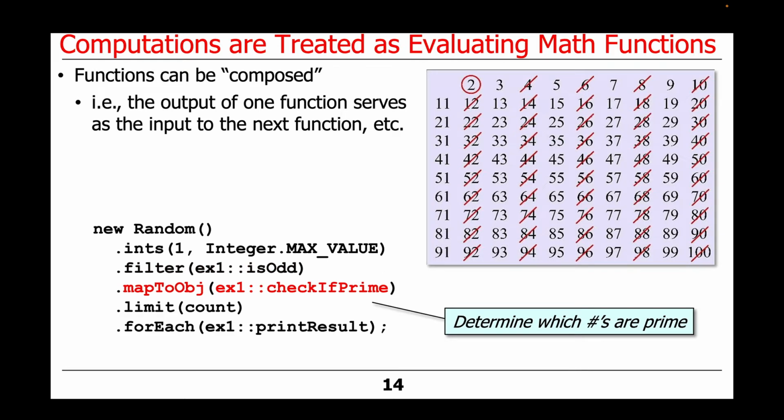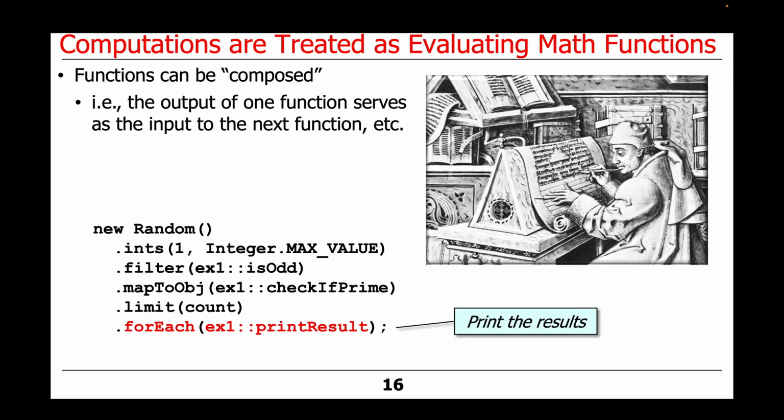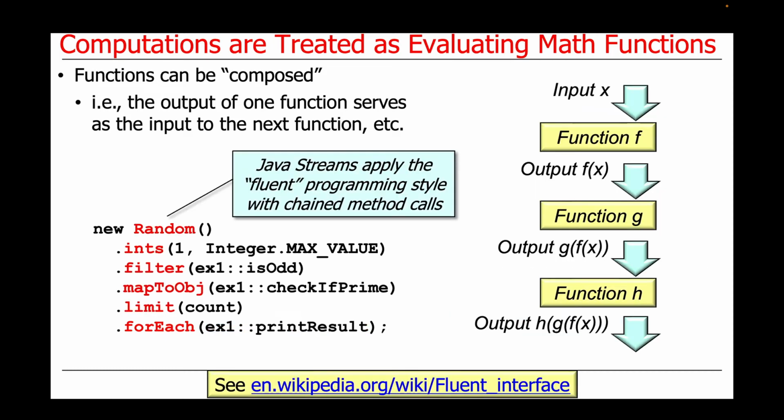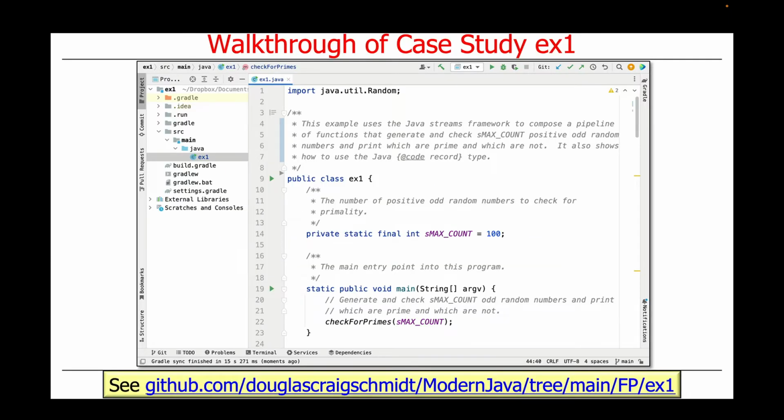The next thing we do is we end up calling this method reference to check to see whether the number is prime or not. And that, of course, uses the isPrime method we looked at earlier. We then limit the amount of numbers considered to only count of them by using a limit operation. And then the final operation in the stream prints the results. So you can see we basically flow the information through the stream. Note how the Java Streams framework applies the fluent programming style with chained method calls to support function composition in modern Java. Let's now go ahead and walk through this case study in more detail. And again, you can find the case study at the link at the bottom of the slide.